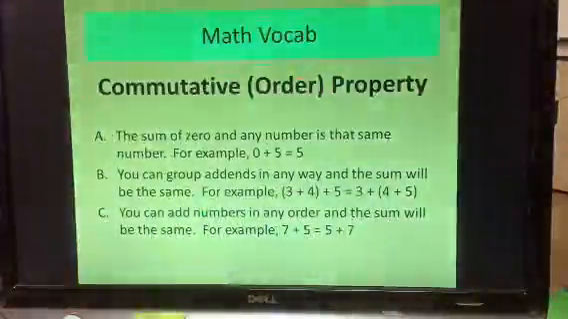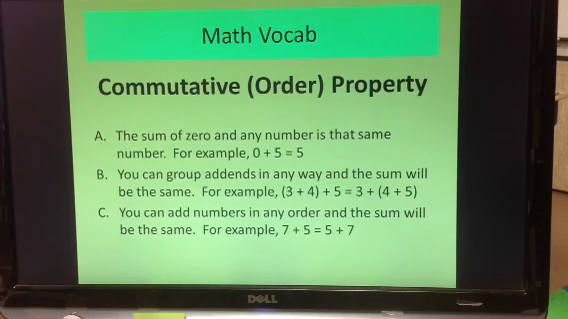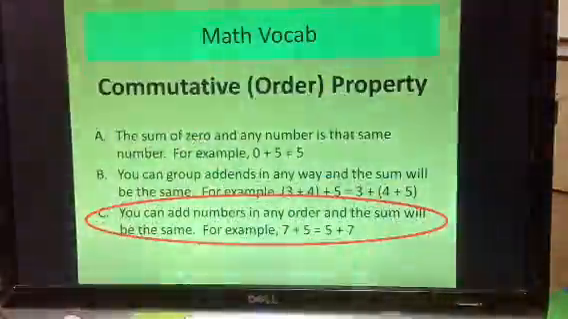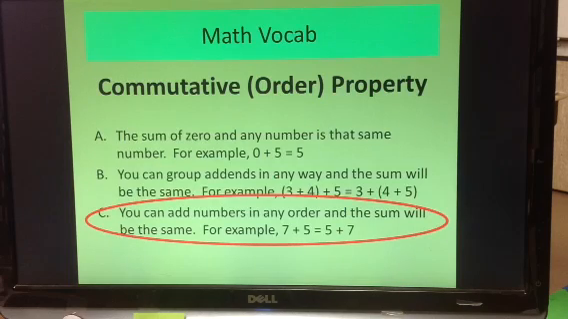Which of these options shows the commutative or order property? And I've changed them around so it might not be the same one there. Here, C shows the commutative order property. You can add numbers in any order and the sum will be the same. For example, 7 plus 5 is equal to 5 plus 7.